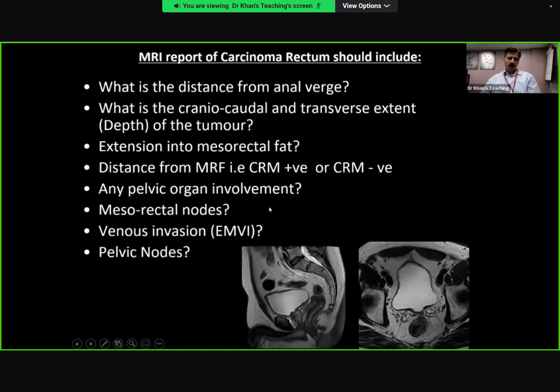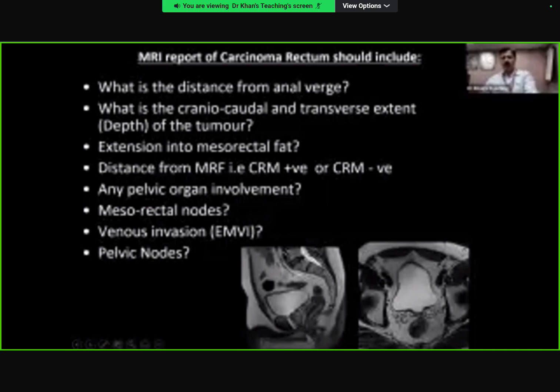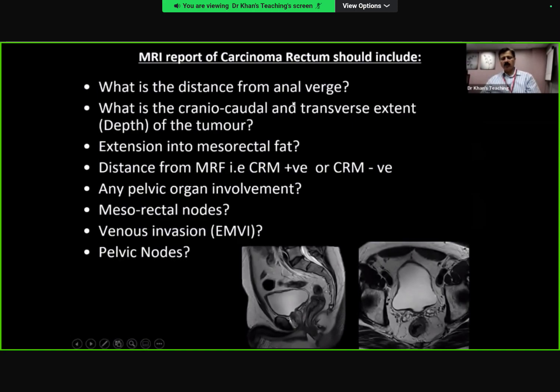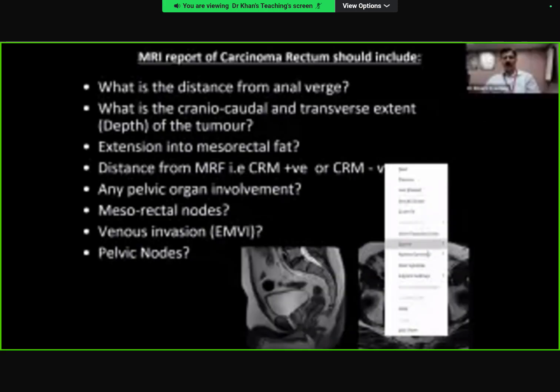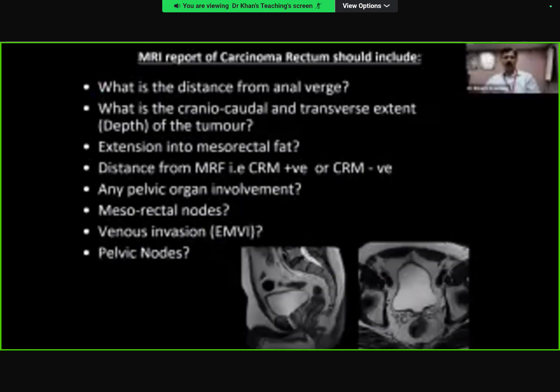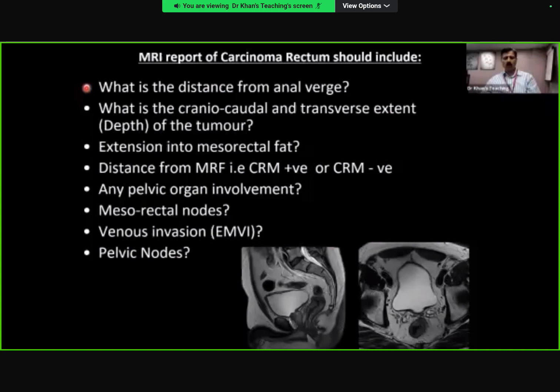Now, this is how we should report an MR of the rectum. First of all, what is the distance from the anal verge? Please remember that the surgeons should actually tell you this distance from the anal verge. Having said that, you can also infer it on the imaging.